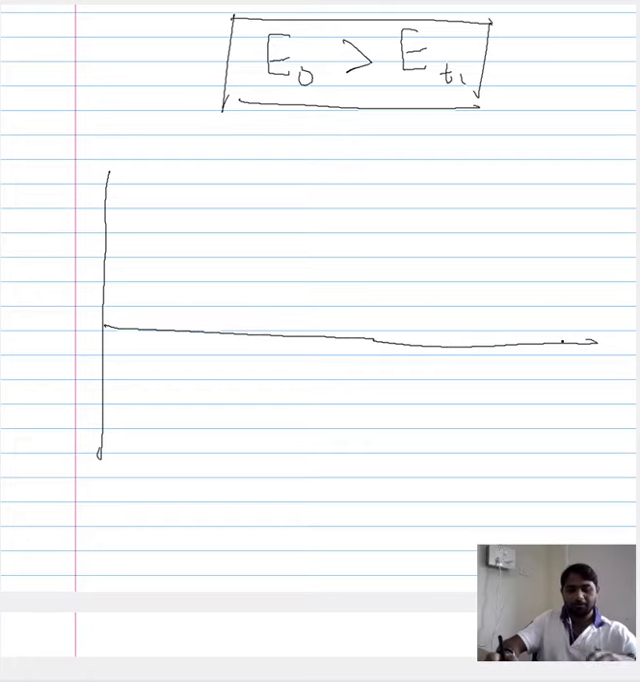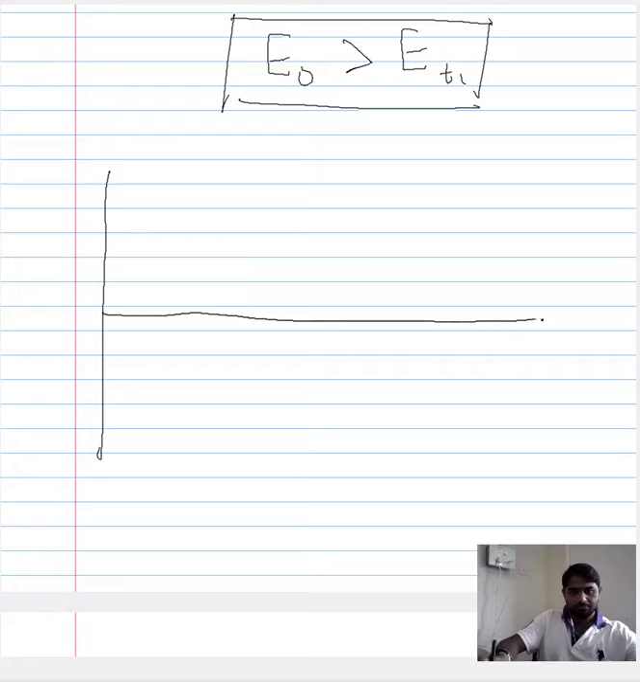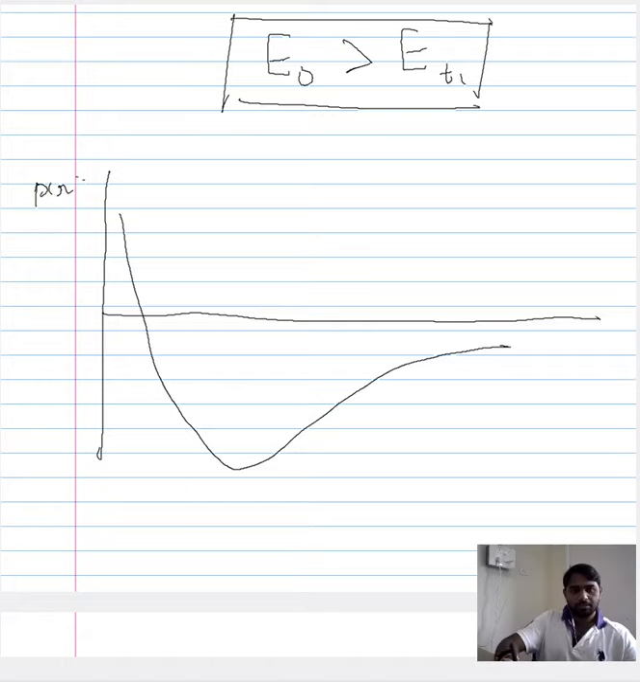So let me redraw it. Now let me try to focus more on the asymmetric part alone. So this is our interaction or potential curve with respect to the distance between the atoms. Now our equilibrium position is here. So this will correspond to our R naught. So this would be R naught.